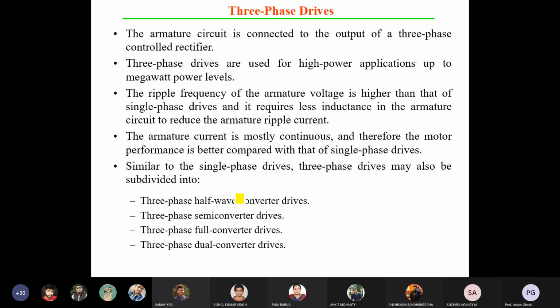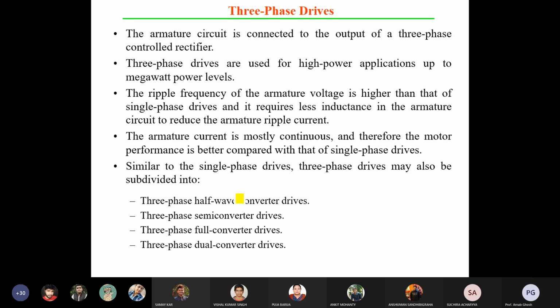So for single phase drives, when you rectify with a full bridge, the ripple frequency is 100 hertz. But if you have a three-phase supply and you are converting it to DC, the ripple frequency is one third of that for the single phase drives. So that's the benefit.